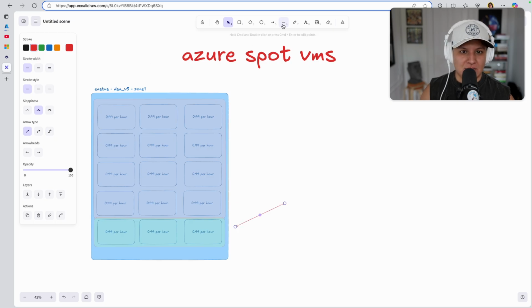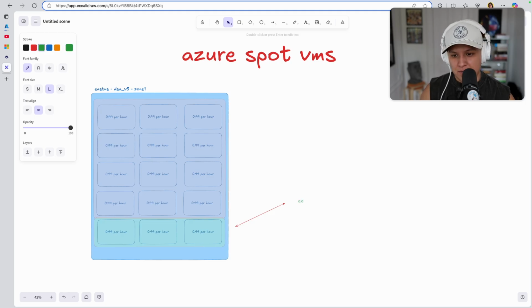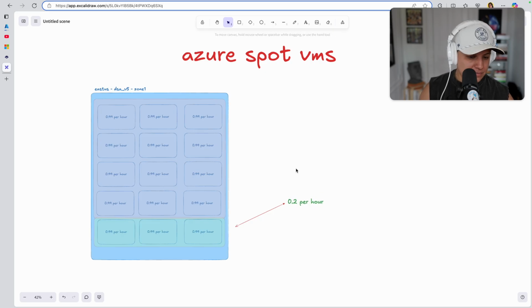So that means that they can sell these at, I don't know why this is so tiny, but let's just say they sell these at 0.2 per hour, right? So you can think, as someone who wants to deploy a VM to Azure, wow, that's a significant saving there, right? And the reality is that you can save up to, I think, 90% of these costs.